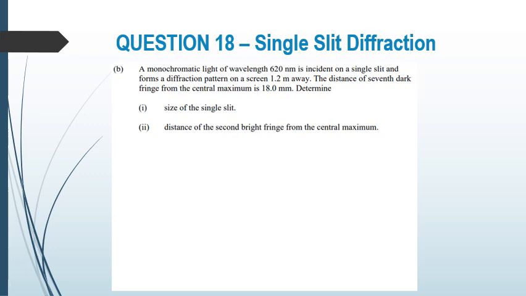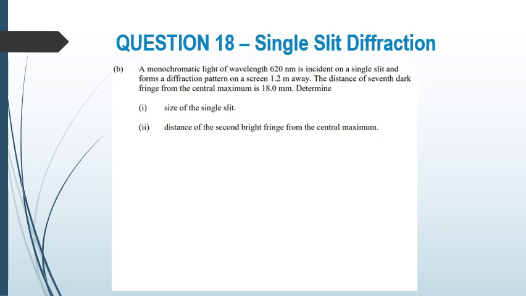Question 18 is also a question on single slit diffraction. Now let's look at B. A monochromatic light of wavelength 620 nanometer is incident on a single slit and forms a diffraction pattern on a screen 1.2 meter away. The distance of the 7th dark fringe from the central maximum is 18 mm. Determine 1. The size of the single slit. 2. The distance of the second bright fringe from the central maximum.